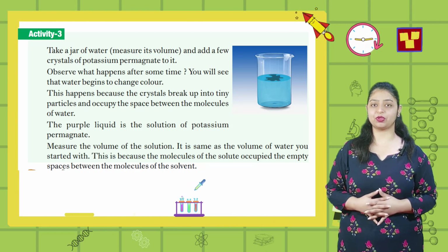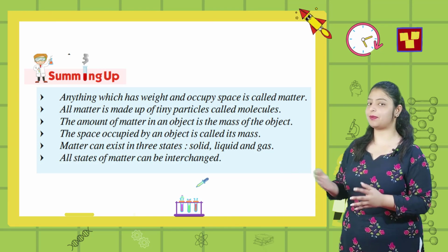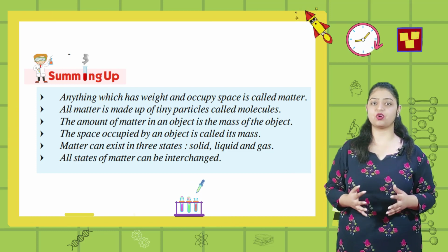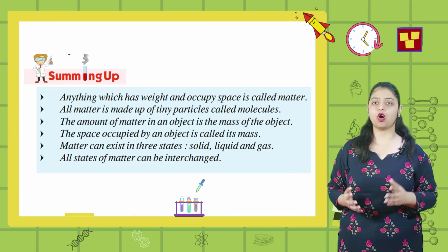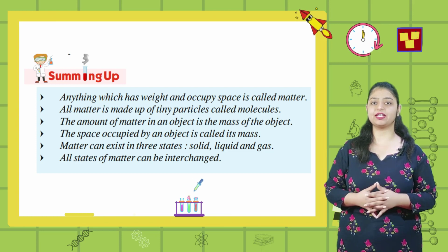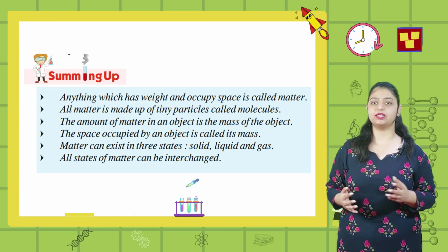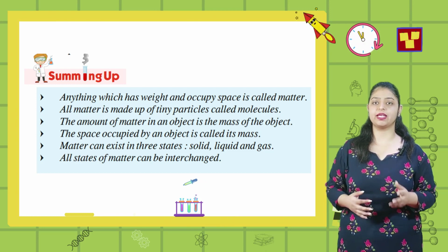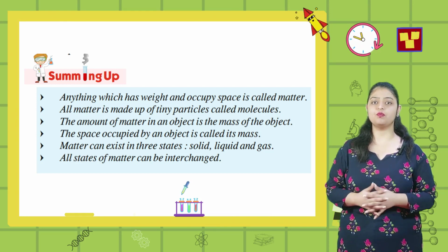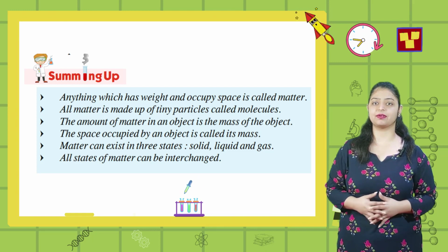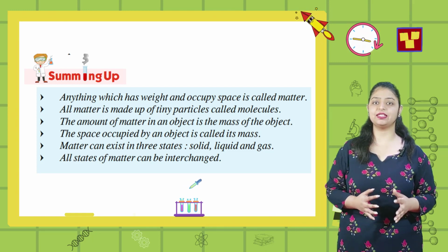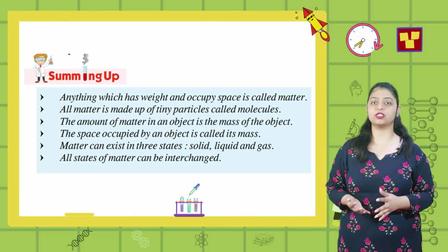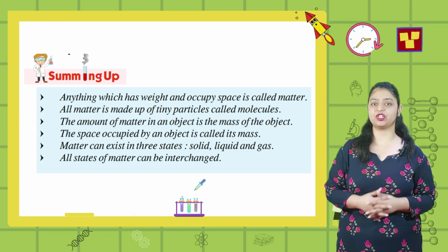Let us sum it up. Anything which has weight and occupies space is called matter. All matter is made up of tiny particles called molecules. The amount of matter in an object is the mass of the object. The space occupied by an object is called its volume. Matter can exist in 3 states: solids, liquids and gas. All states of matter can be interchanged.